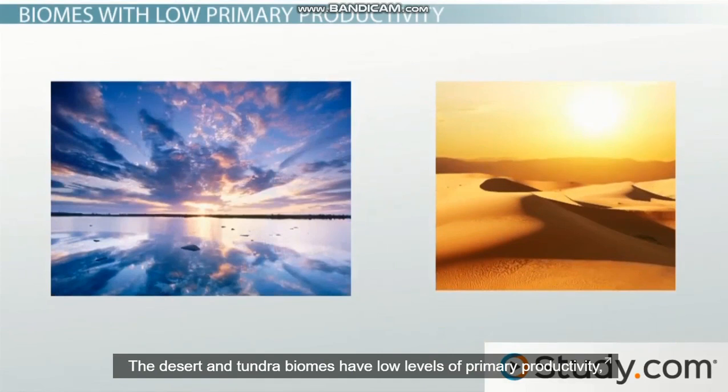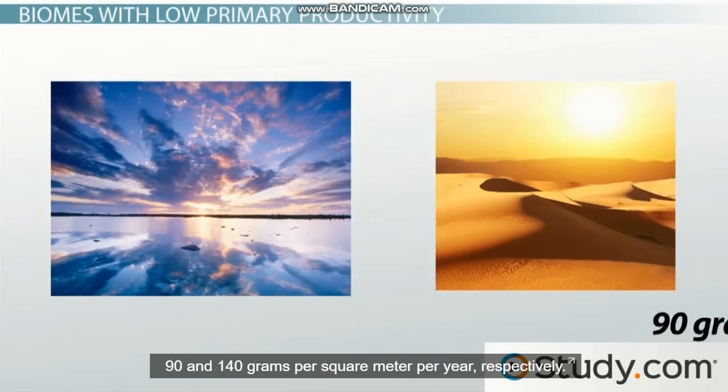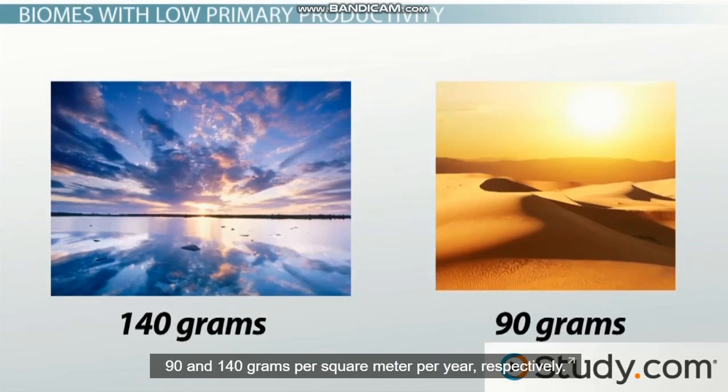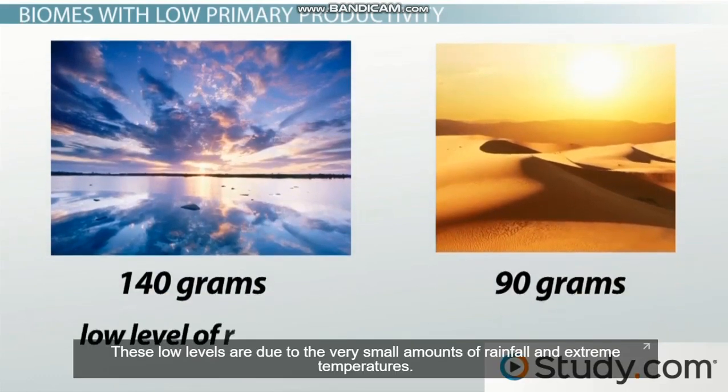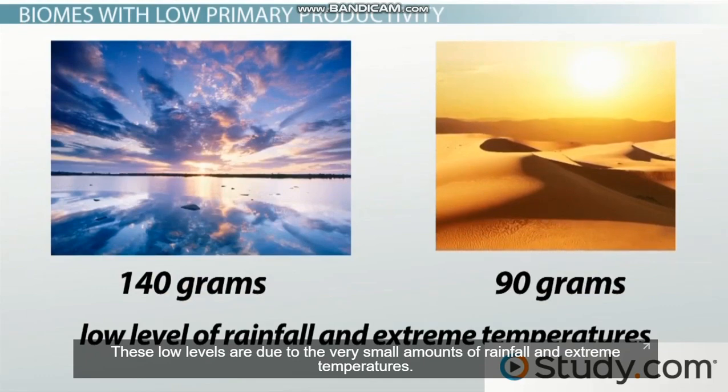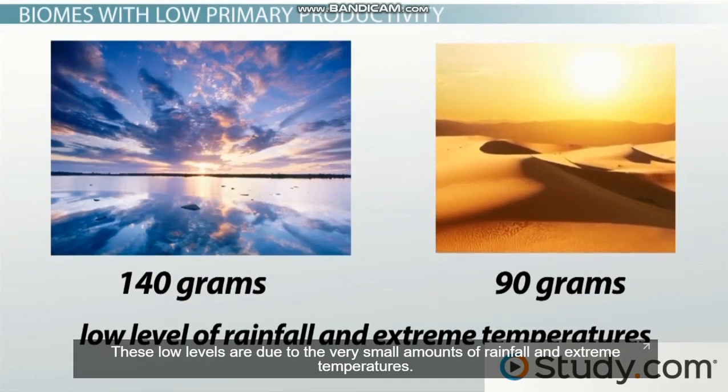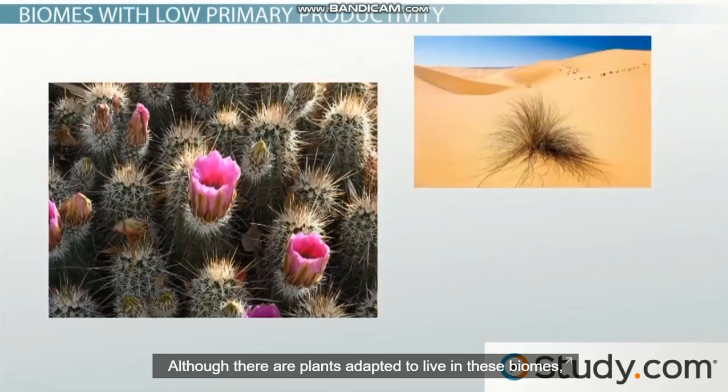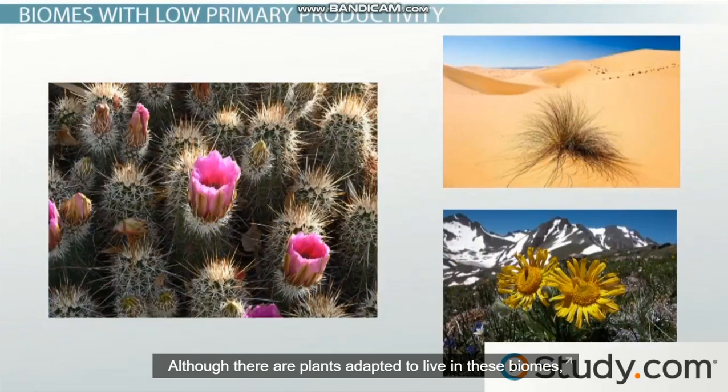The desert and tundra biomes have low levels of primary productivity, 90 and 140 grams per square meter per year, respectively. These low levels are due to the very small amounts of rainfall and extreme temperatures. Although there are plants adapted to live in these biomes, they are slow-growing and do not produce a large amount of biomass.